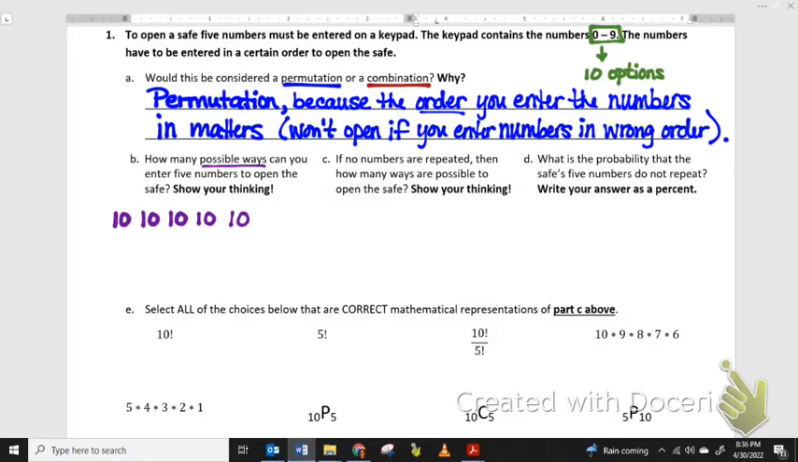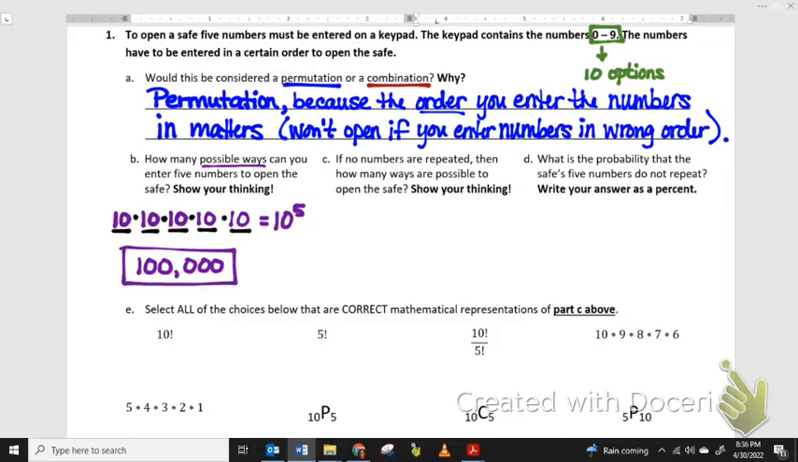What do I do with these numbers now? Multiply them. So we're going to multiply 10 by itself 5 times, or 10 to the 5th power. If you put 10 to the 5th power in your calculator, what do you get? 100,000. It's a 1 with 5 zeros behind it.